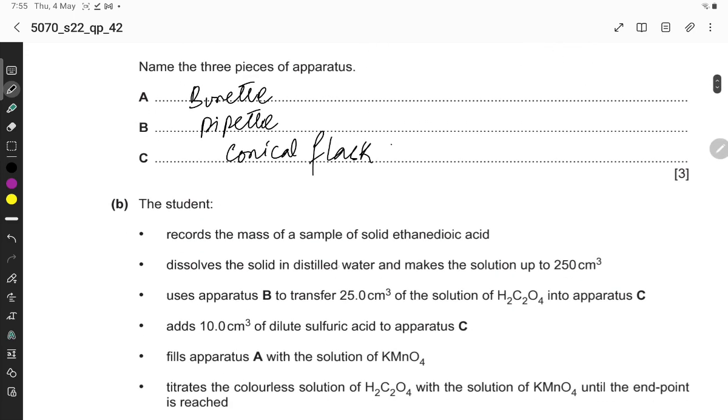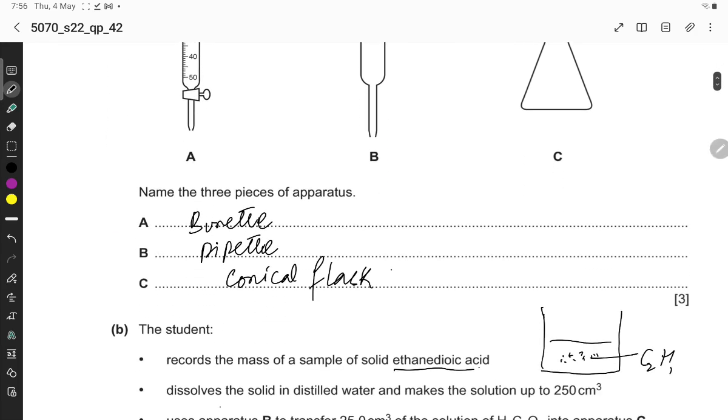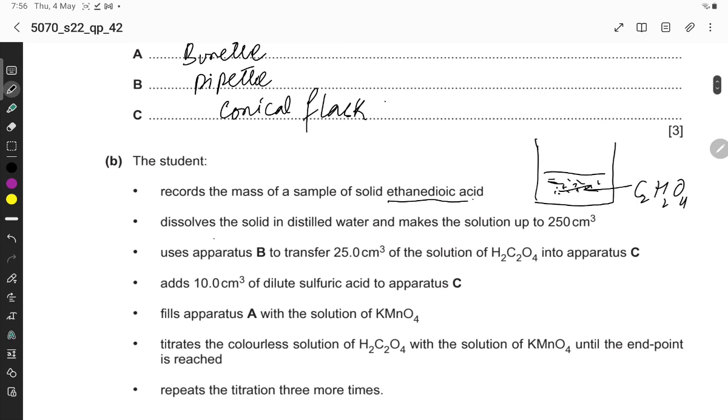The student records the mass of a sample of solid ethane dioic acid, H2C2O4, dissolves the solid in a small amount of distilled water and makes the solution up to 250 centimeter cube. Students, it is very important to know the summary of this question.